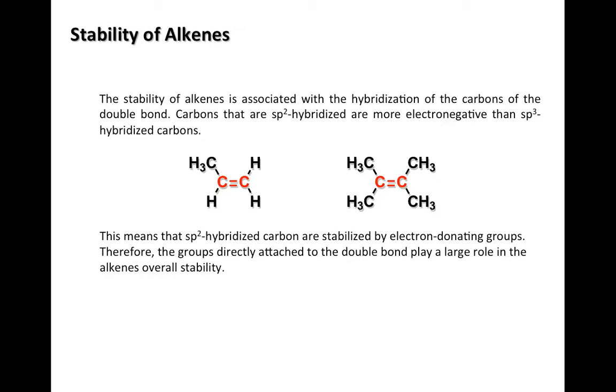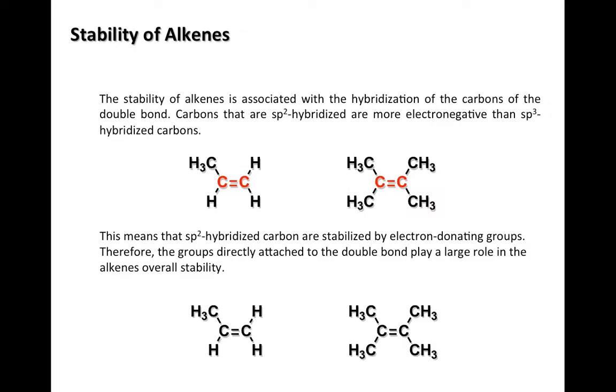What I'd like to do is briefly go over the stability of alkenes. So when we look at these two structures that I've got on the screen here, we want to think about double bonds or alkenes as more electronegative than sp3 hybridized carbon, which are just single bonds. That means that they're deficient in electron density.